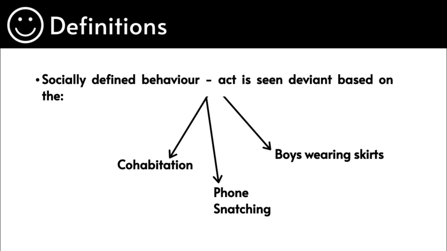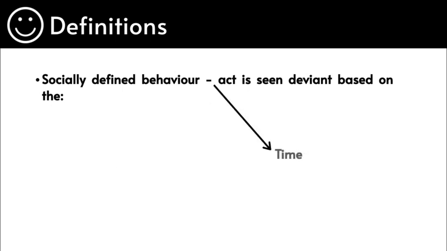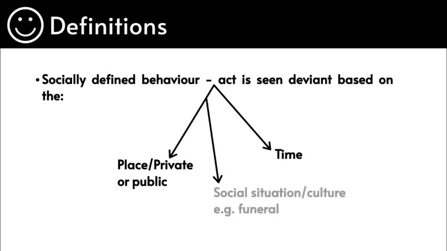Socially defined behavior is acts that are seen as deviant, based on various different factors. So socially defined behavior depends on these few factors that decide whether an act is deviant or not. The few factors are time, where it has occurred, whether a public or private place, the social situation or the culture. For example, if a deviant act was happening at a funeral, was it considered a crime? Was it considered deviant? These things depend on the culture, and whether the culture accepts that thing being done within that particular time frame. So hopefully that makes sense and you can link these together.